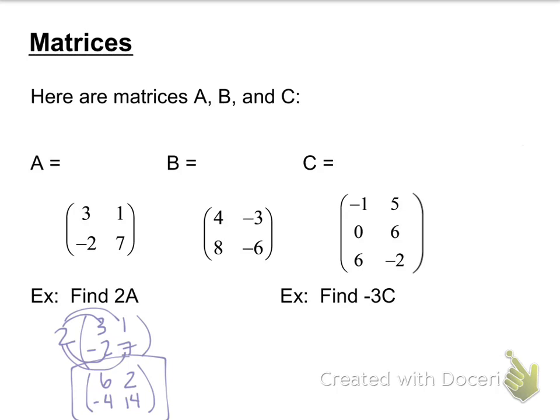Okay, the next one says negative 3 times C. So I'm going to distribute negative 3 in. So I'm going to get 3, negative 15, 0, negative 18, negative 18, and 6. So you're just multiplying them in.